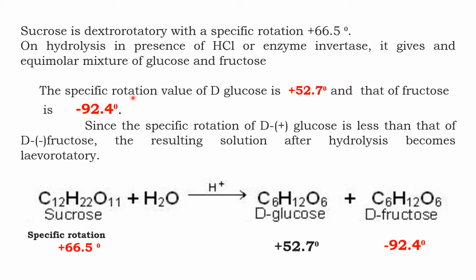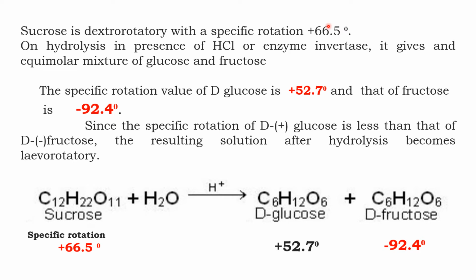So in that particular solution I have plus 52.7 and minus 92.4. So naturally the solution will be dominated as levorotatory. Why? Because it is minus 92 and this is plus 52. So the resulting solution becomes levorotatory due to the presence of fructose molecule. So plus 66.5 is the optical rotation of sucrose.